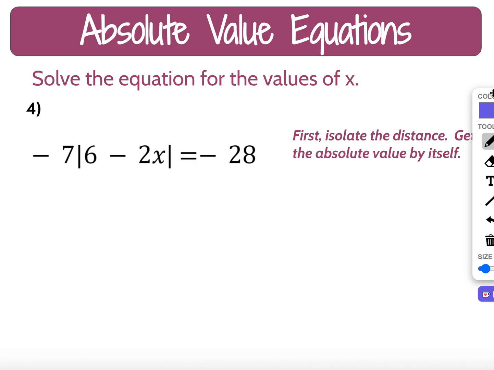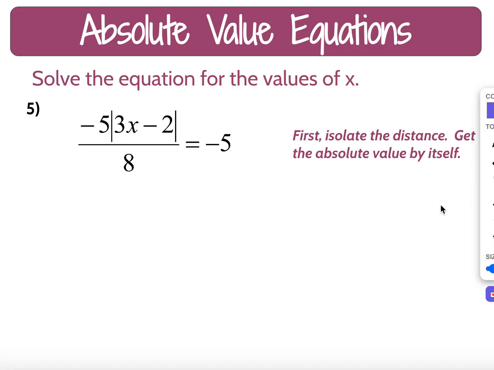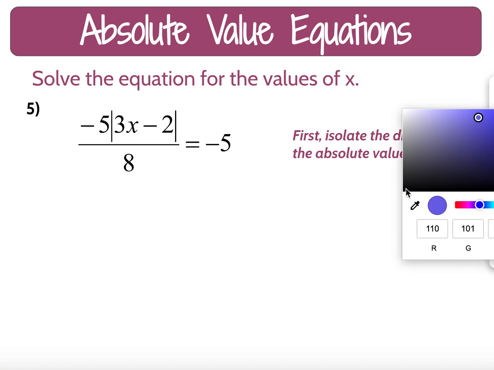Okay, this process is kind of repeating itself every single time. We're doing the exact same thing. Okay, let's see what happens in number 5. You know what to do first. Get the absolute value by itself.